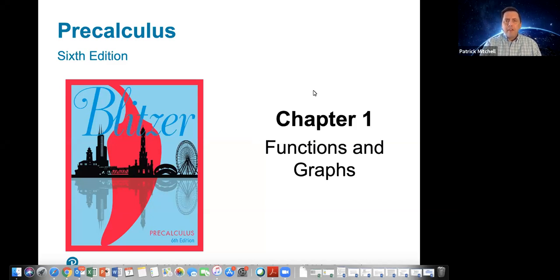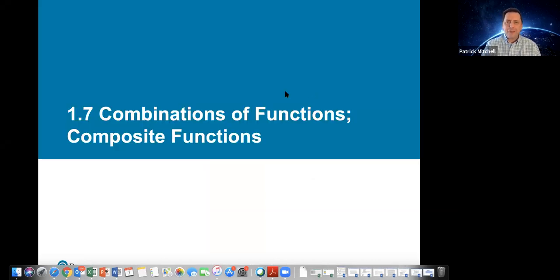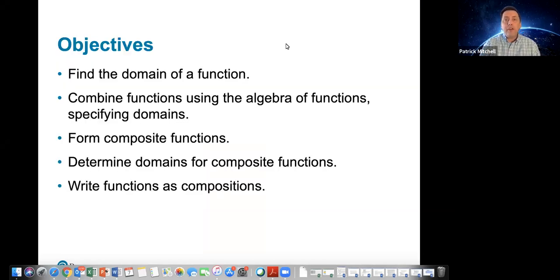Hi there. So we're circling back in section 1.7 to do the pre-calc part that I skipped in the trig video. As you will hopefully remember, in the trig video, all I covered was forming composite functions, objective 3, and writing functions as compositions, objective 5. We skipped over 1, 2, and 4. So let's do those now.